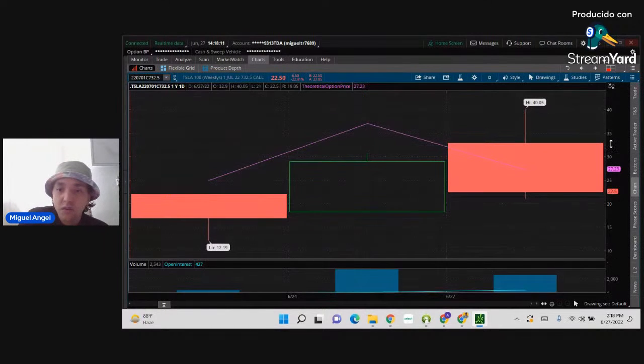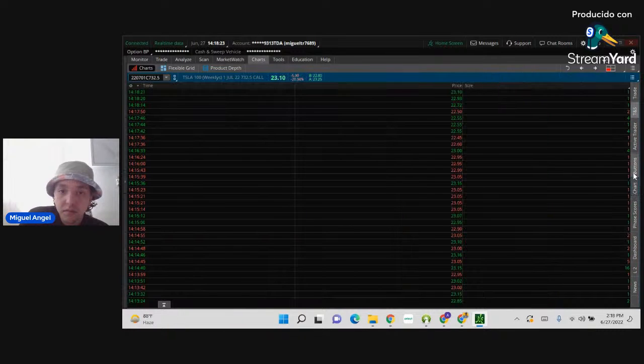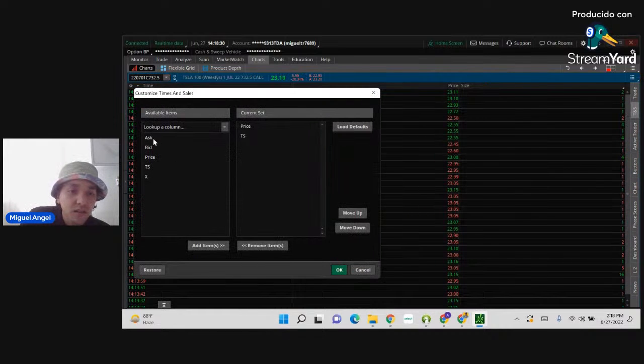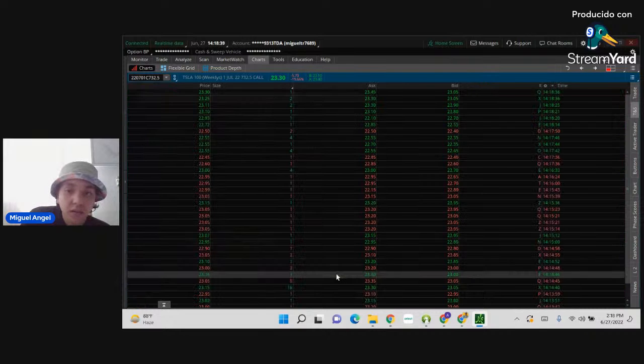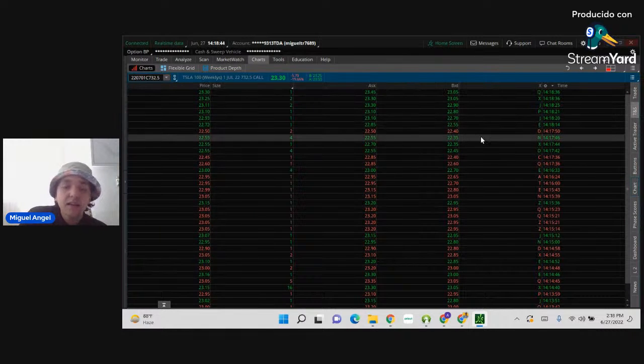So right now what you're seeing is the chart for the contract, but I'm not gonna use this. I'm gonna use the times and sales, which is this area here. Whenever using the times and sales, I always add the ask and also the bid and also the exchange. So here we got the ask, here we got the bid.